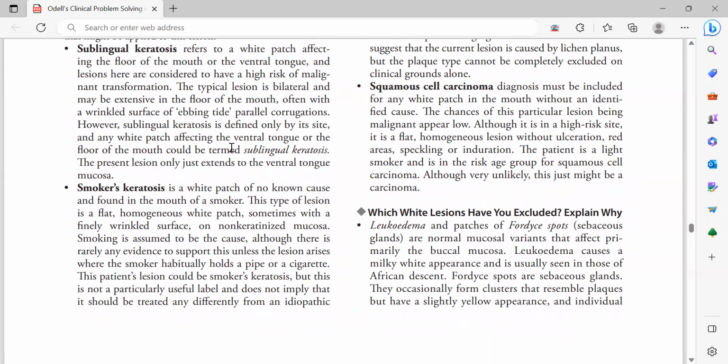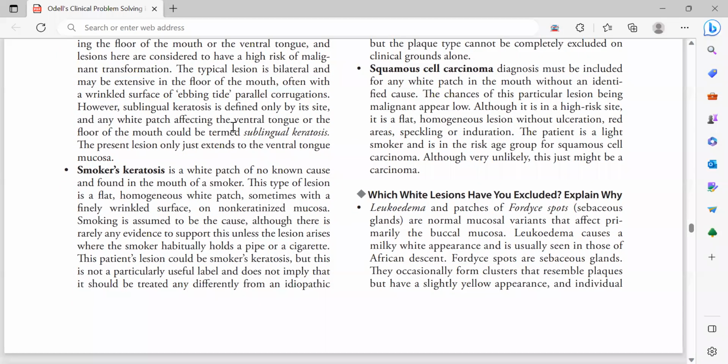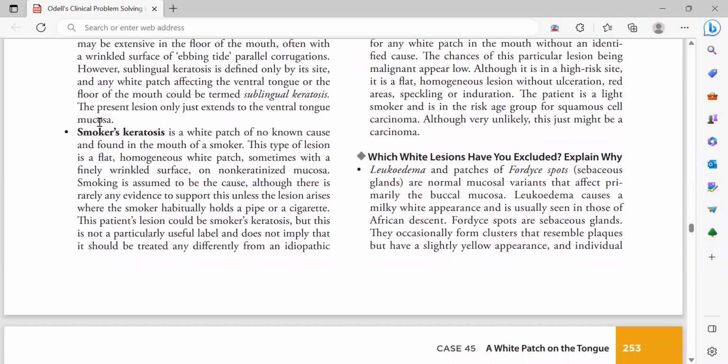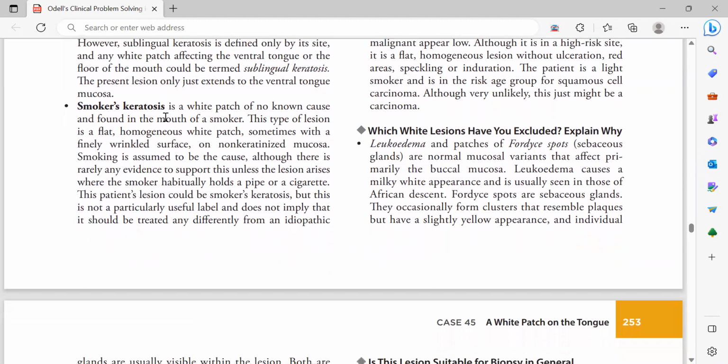However, a sublingual keratosis is defined only by its site because it is lying at the lingual, like the ventral side of the tongue. So that's the reason for its name, sublingual keratosis. And any white patch affecting the ventral tongue or the floor of the mouth could be termed sublingual keratosis. The present lesion only just extends to the ventral tongue, right? So it is present on the lateral border of the tongue.